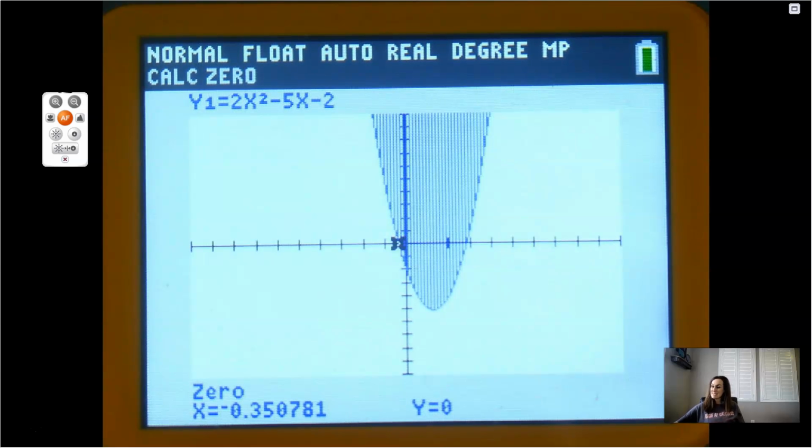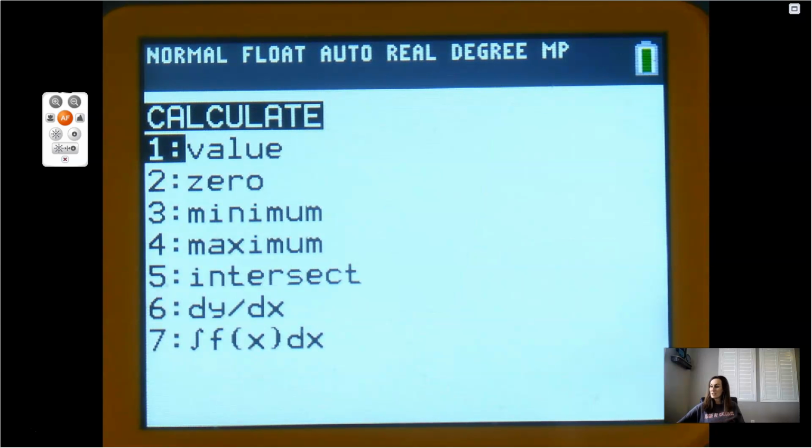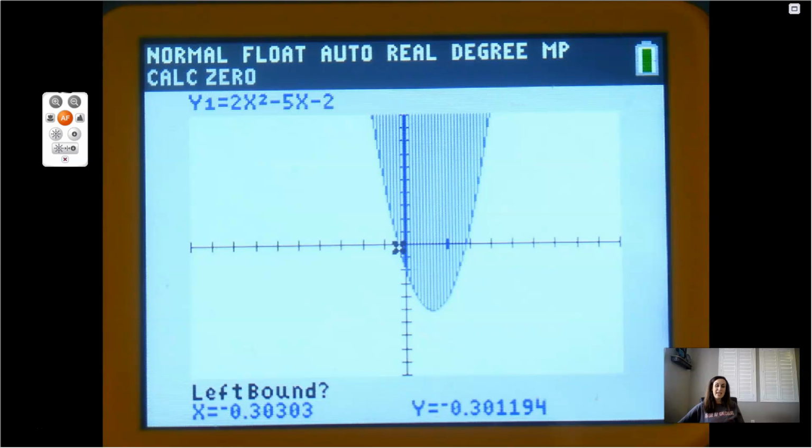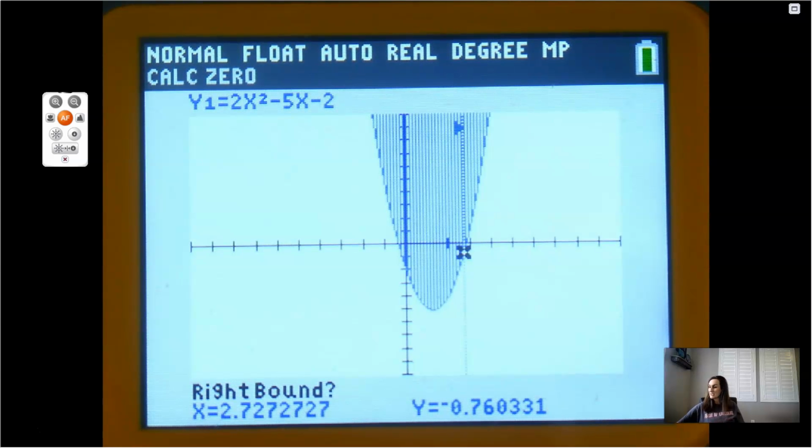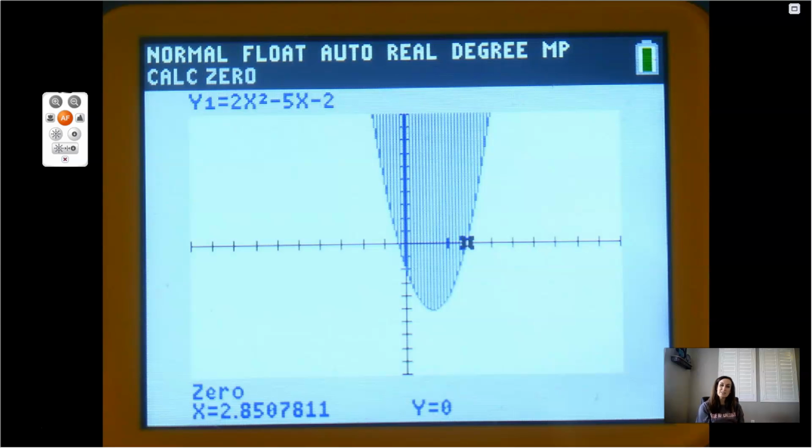You'll repeat that process. Second trace, go to 0, enter. And this time you're going to right arrow so that you're a little bit closer to the 0. Notice I'm left of the 0, enter. Right arrow so you're above the 0, hit enter. This is your guess, enter. And there's your 0 at 2.851. So you can go ahead, and we want all of the solutions. Notice it's below the x-axis in the middle there. So we want all of the x values between those two zeros.